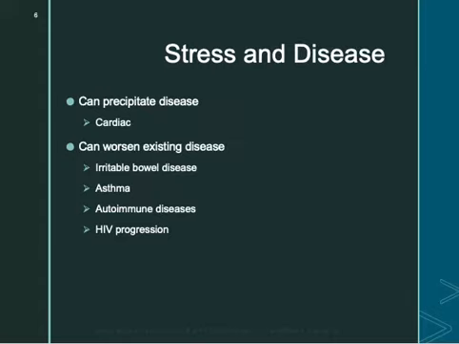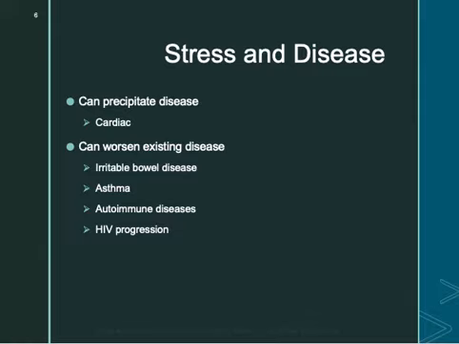So obviously what we worry about is long-term maladaptive responses to stress and the onset of disease. It's heavily linked with cardiac disease, whether it's hypertension, even like diabetes and things like that. There's a lot of links there with chronic disease, essentially. It can also worsen existing disease. This is very, very common.